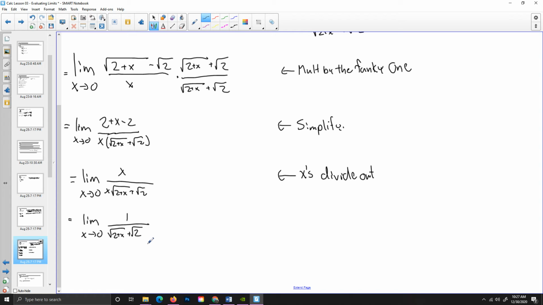So at this point, you should be saying, okay, what has that got me? I still have an x in the denominator. But in this case, with the x in the denominator, if I let x go to 0, I will not get a division by 0 like I had in this case. So here I can evaluate this limit with direct substitution.